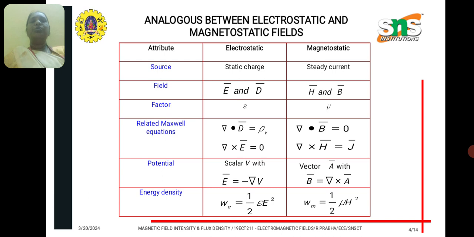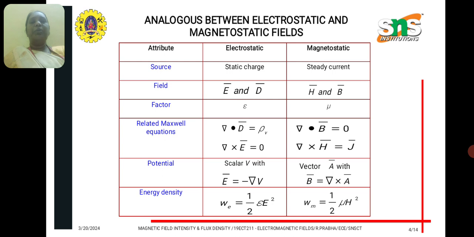There are two important factors involved: in electrostatics it is the permittivity, and in magnetostatics it is the permeability. Maxwell's equations for electrostatics are del dot D is equal to rho V and del cross E is equal to 0. For magnetostatics, it is del dot B is equal to 0 and del cross H is equal to J vector.